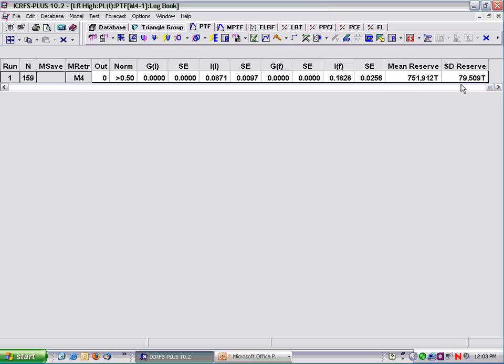So you can see in PTF I do have control over my assumptions going forward. I don't have that in the extended link ratio family. It's impossible to have control over any sort of assumptions going forward.